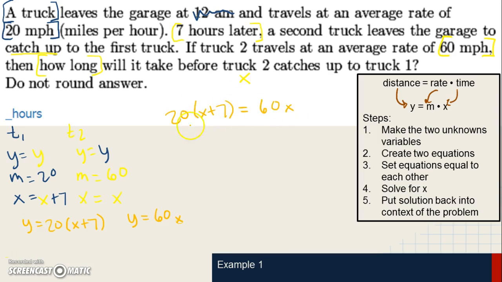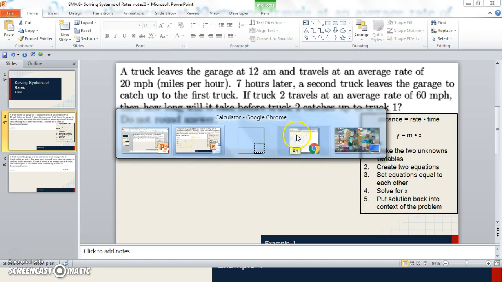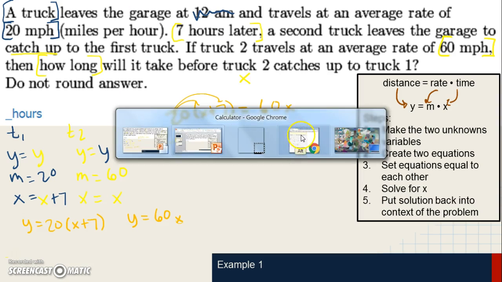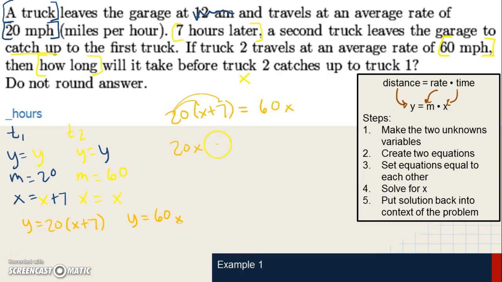Now that we have an equation with just one variable, we can go ahead and solve. So I'm going to simplify first by distributing this 20 into the parentheses. 20x, 20 times 7, well, you already know what I'm about to do. Calculator. 20 times 7, no problem for me when I've got this handy thing right here. That's 140. Plus 140, super easy, equals 60x.